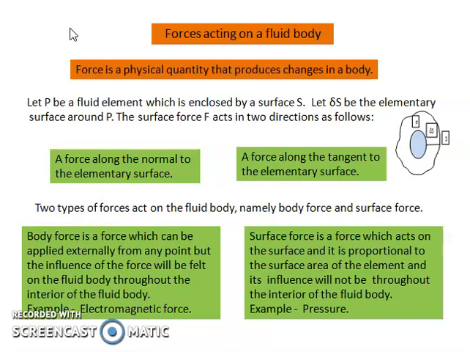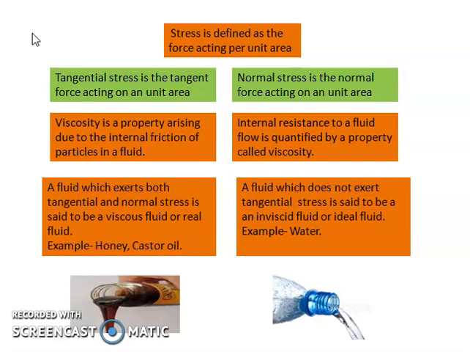For this, we consider pressure as an example. When we boil water, we can see water droplets on the surface of the container. That is nothing but the pressure which is observed only on the walls of the container, that is, the surface of the container. Stress is nothing but force acting on a unit area. It comprises two parts, tangential stress and normal stress. Tangential stress is the tangent force acting on a unit area, and normal stress is the normal force acting on a unit area.